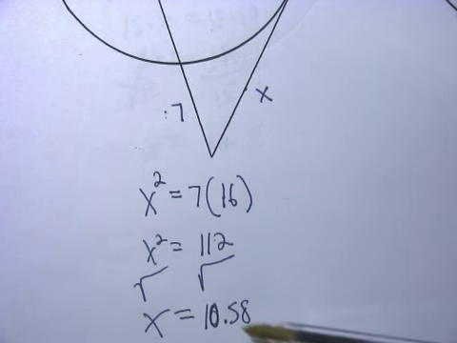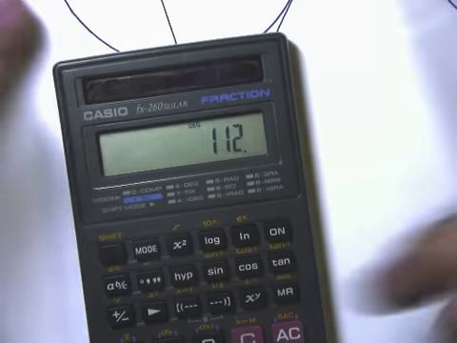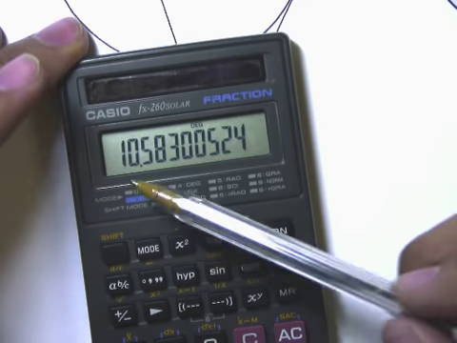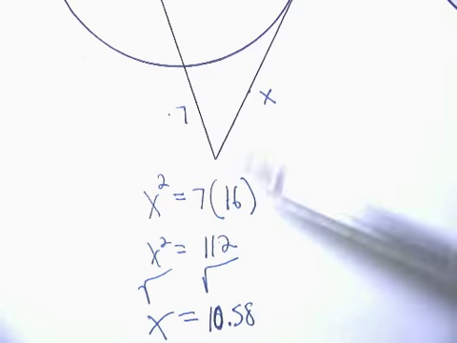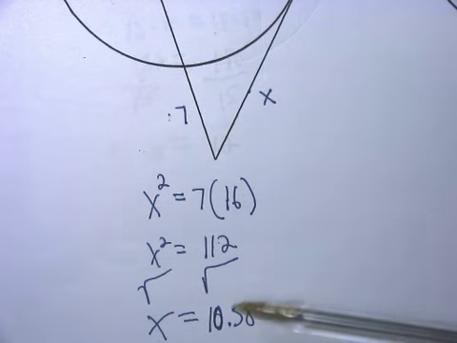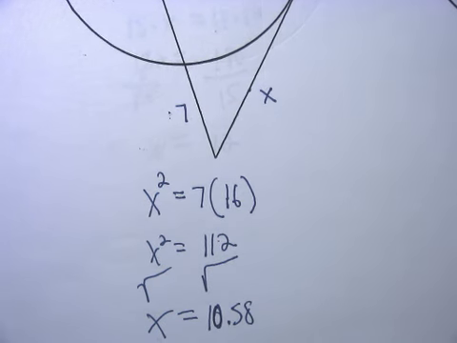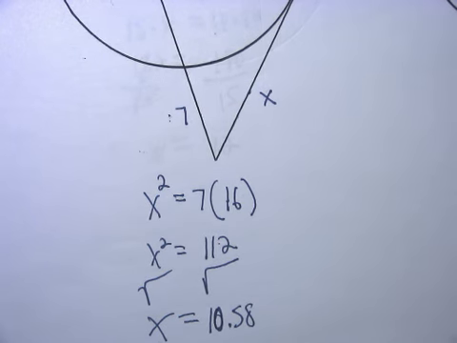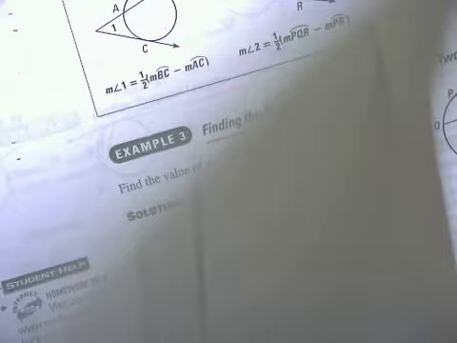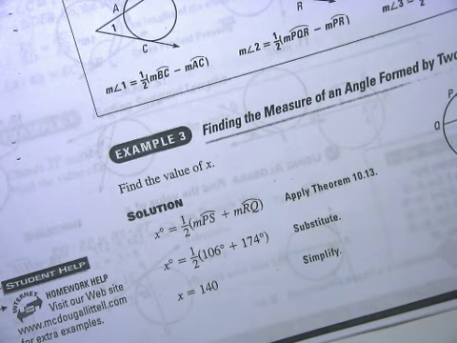The square root of x squared is x. The square root of 112 is 10.58. There's 12, shift, square root, 10.58. So my tangent line is 10.58 units long. And that's how we handle tangent lines and secant lines in a circle together.